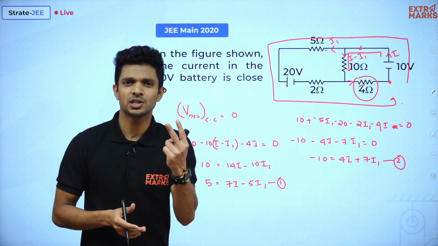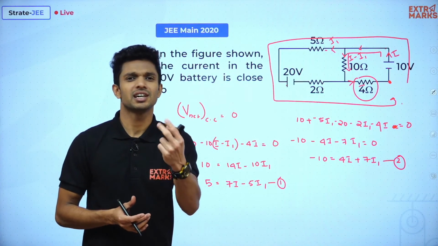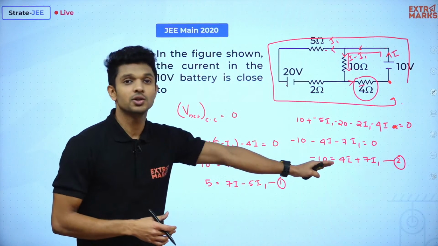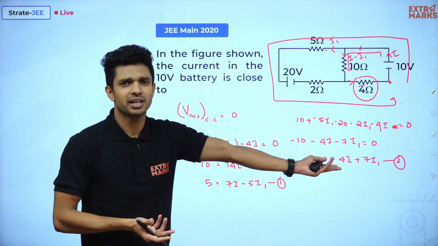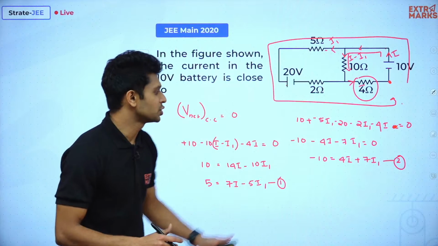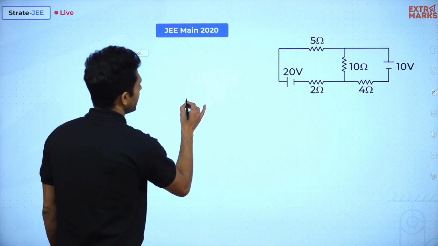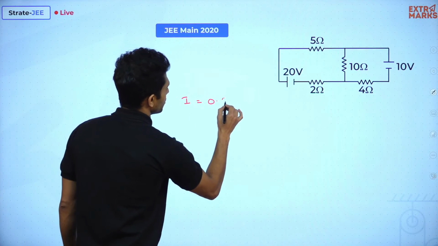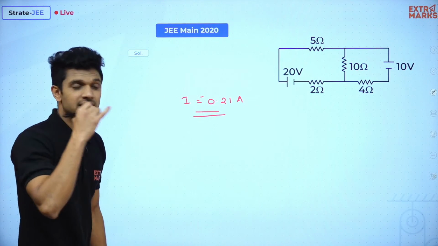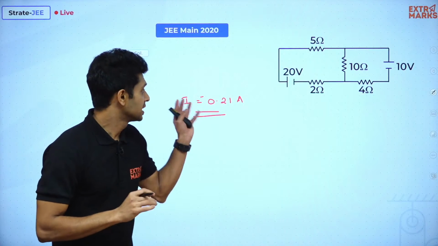How many unknowns do we have? We have two unknowns. How many equations do we have? Two equations. Can't we solve it? Yes. So now if we solve, I'm leaving this solution. I think you all know how to solve for x and y from two basic equations, right? So I'm going to leave it to every one of you, and once you solve it, you're going to get the value of the current I as 0.21, negative, ampere.